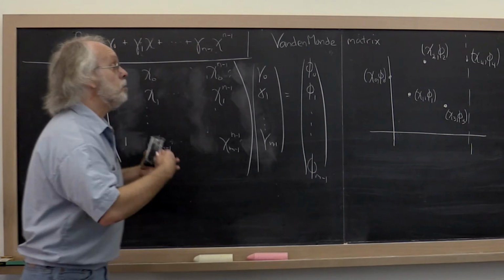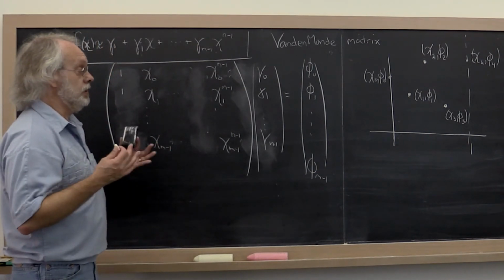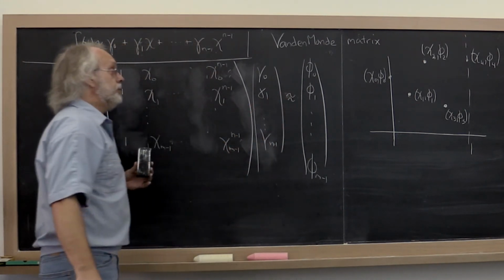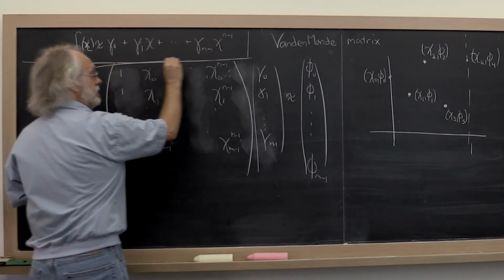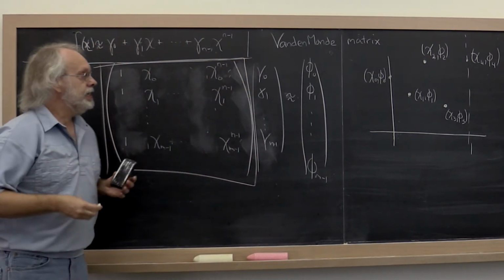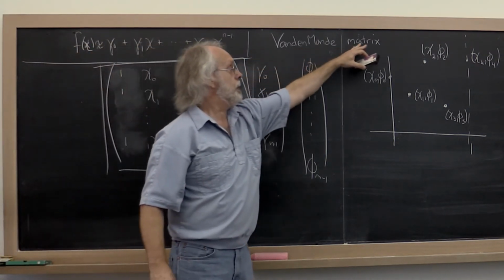But again, typically we don't expect this to be exactly satisfiable, so we'll put an approximate in there. And this is the matrix with which we're going to concern ourselves. It has a special name. It's known as the Vandermonde matrix.